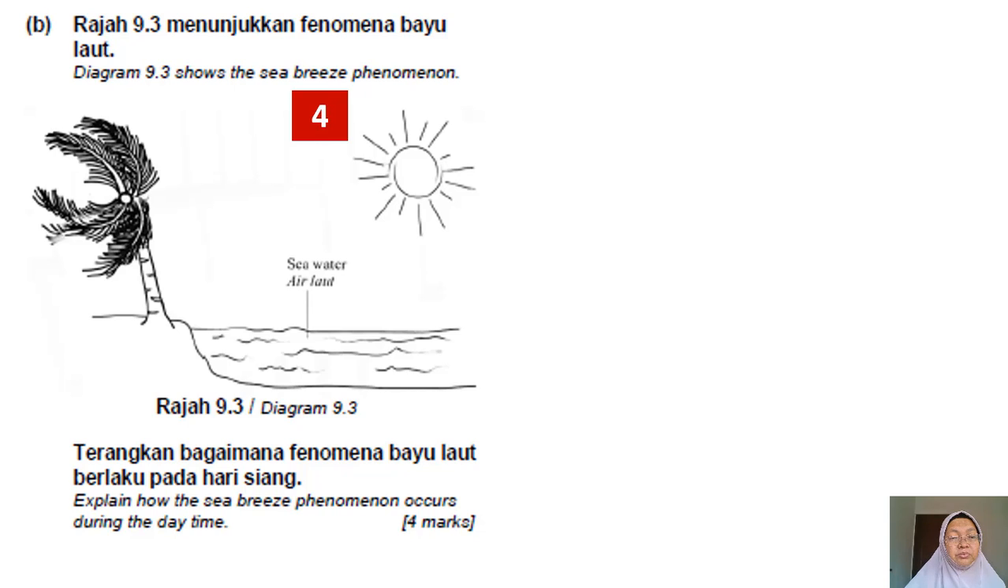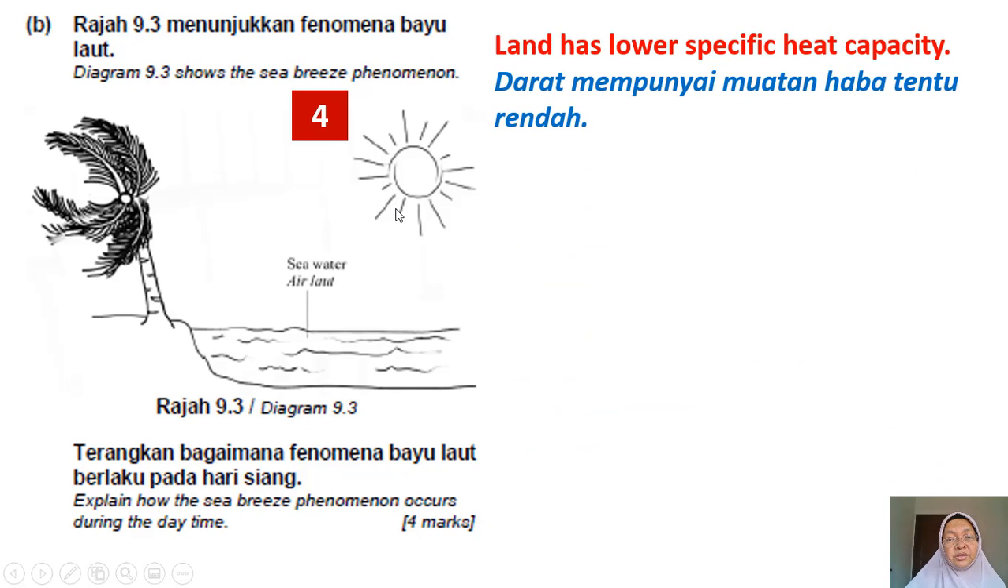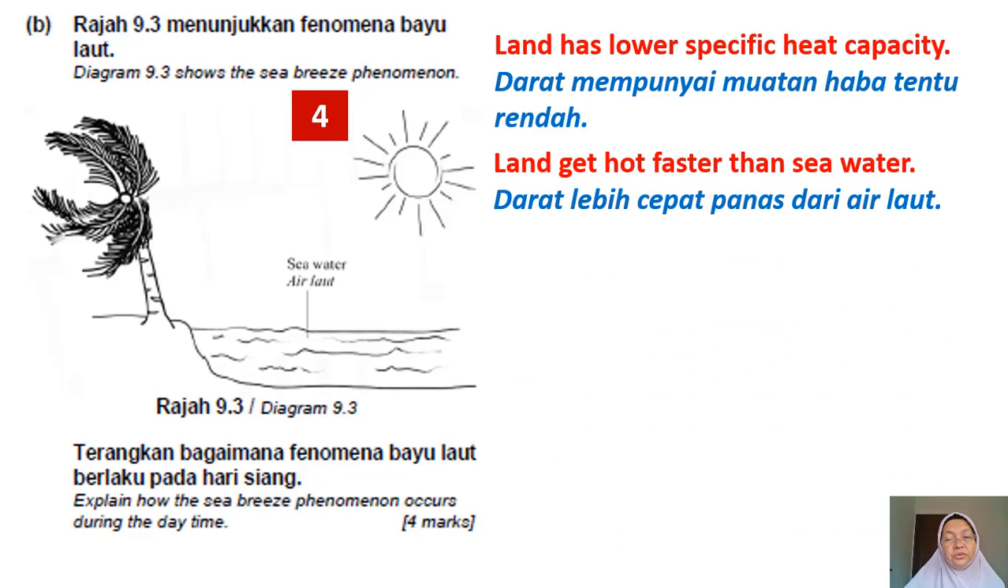Diagram shows the sea breeze phenomena. Okay, explain how the sea breeze phenomena occurs during the daytime. Okay, so this is the picture of the coconut tree and the sun is during the daytime. Okay, first question. The land has lower specific heat capacity. Darat mempunyai muatan haba tentu yang rendah compare with sea water. Right? So land get hot faster than sea water. So darat lebih cepat panas dari air laut.